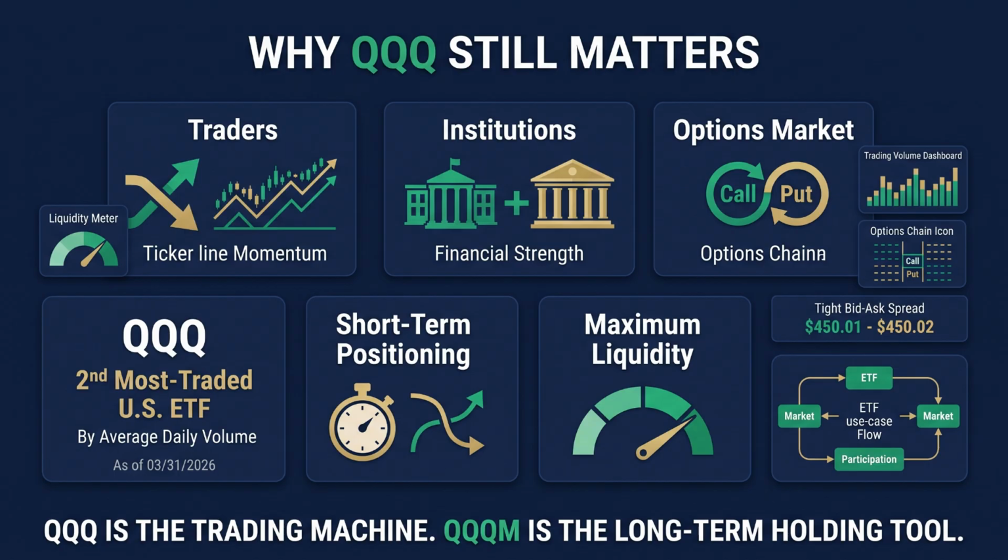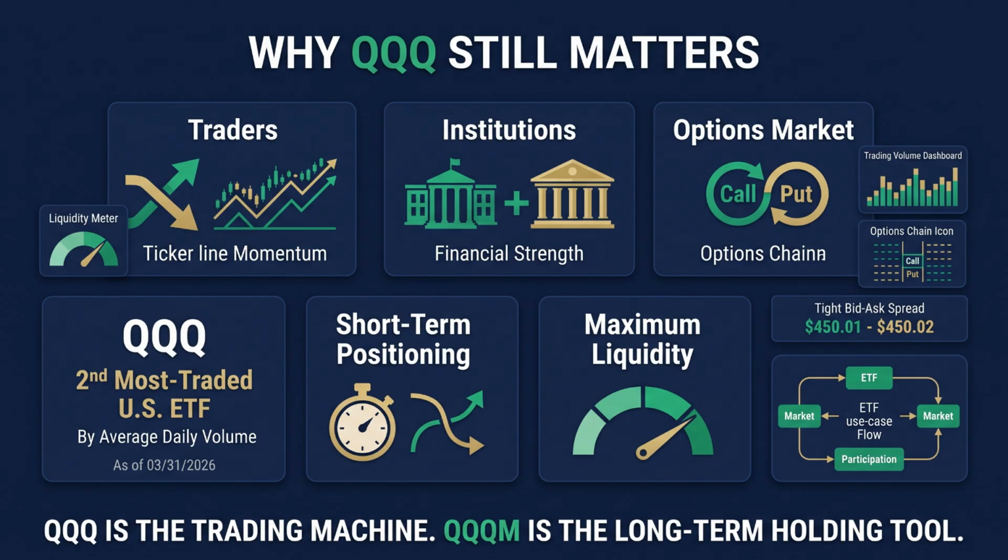For someone who buys and holds for years, that may not matter much. But for someone trading large positions, using options, or needing very tight execution, liquidity can matter a lot. That is why QQQ and QQQM can both exist. They are similar exposure, but different tools. QQQ is a trading machine. QQQM is the long-term holding tool. And that distinction is the key to the entire decision.